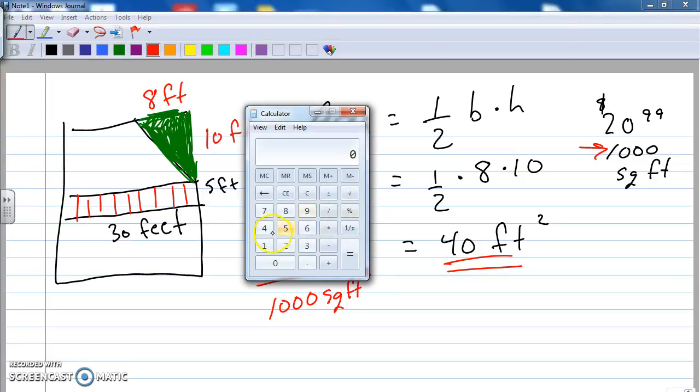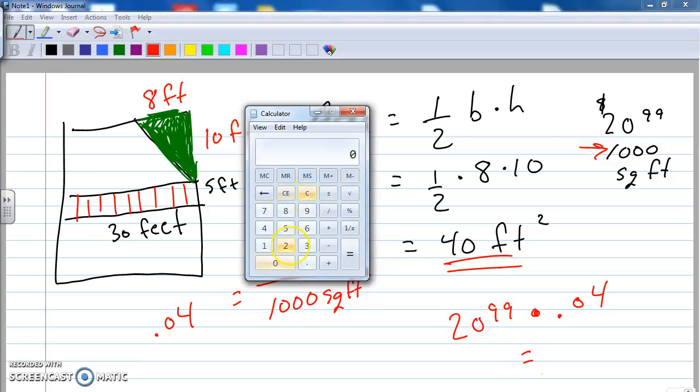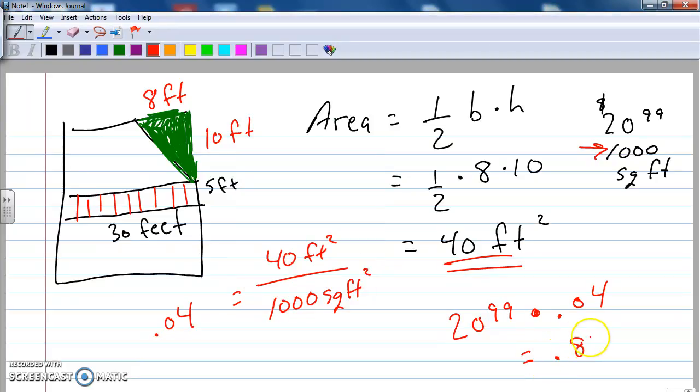So we're going to say 40 divided by 1,000. So this equals 0.04 of the bag. That's all we need. We don't need much of it at all. So we're going to take now our $20.99 for the bag times our ratio, 0.04, and that's going to give us $20.99 times 0.04. To cover 40 square feet in grass seed is only going to cost us about 84 cents.